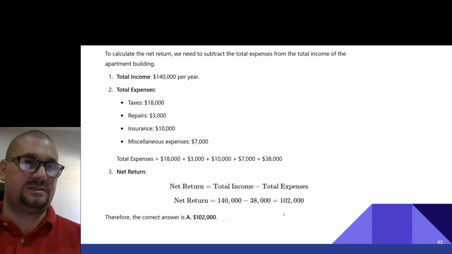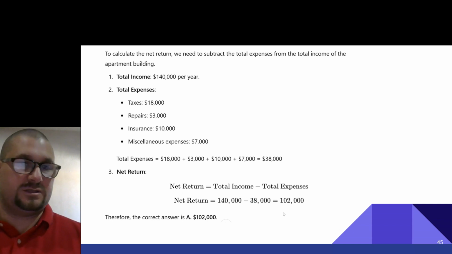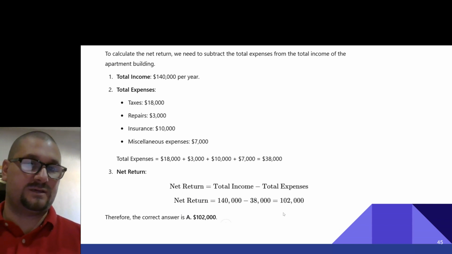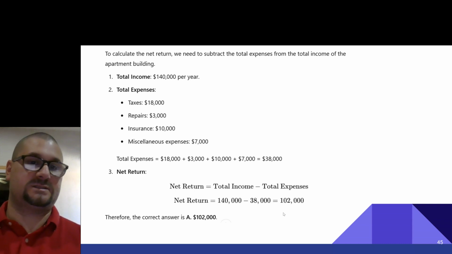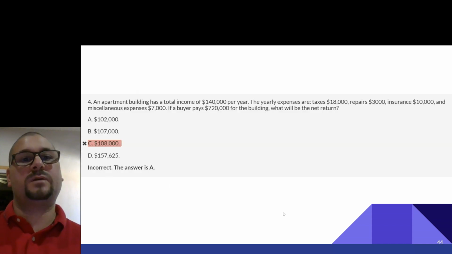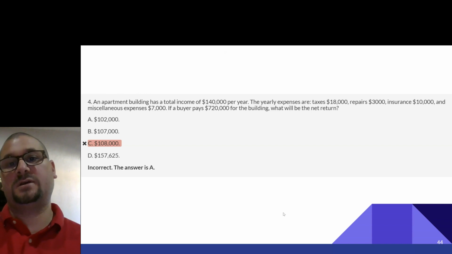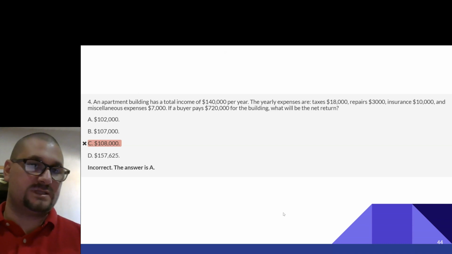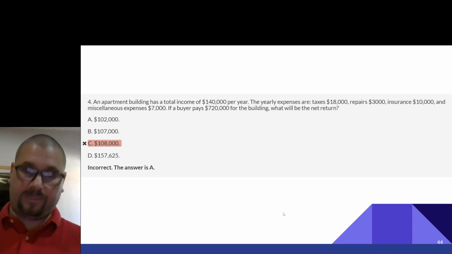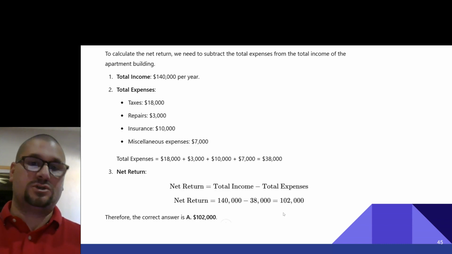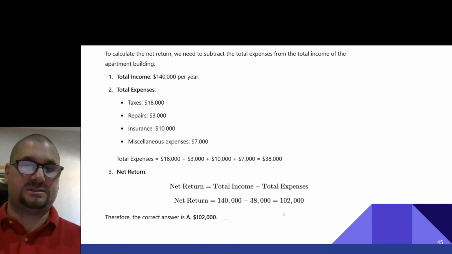So taxes, $18,000. Repairs, $3,000. Insurance, $10,000. Miscellaneous, $7,000. So that's $38,000. That's the total expenses. Okay, so let's go back to the problem. An apartment building has total income of $140,000 per year. Yearly expenses are taxes, repairs, insurance, miscellaneous. Anytime they give you a list like this, you're probably going to have to add it all up. The net return is total income minus total expenses. So total income is $140,000. Total expenses is $38,000. So the net return is $102,000.